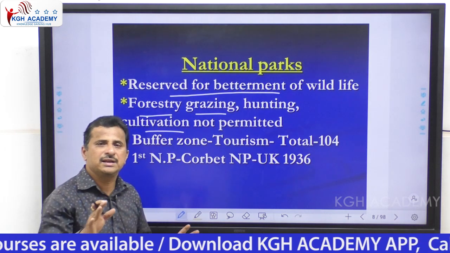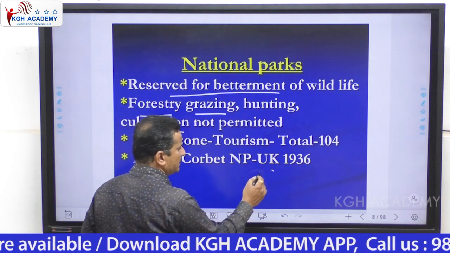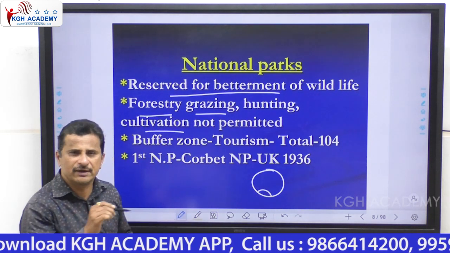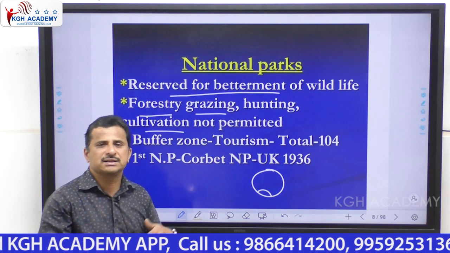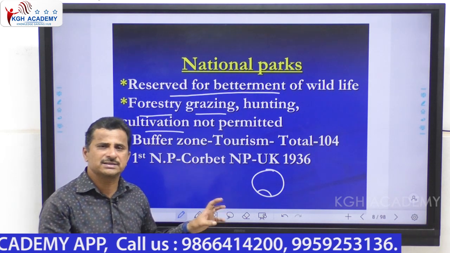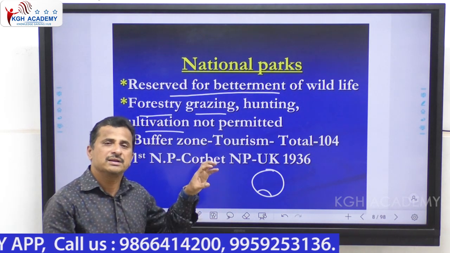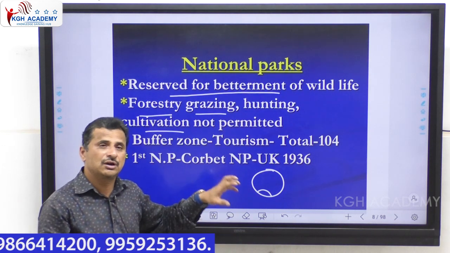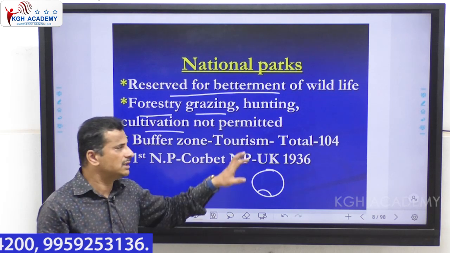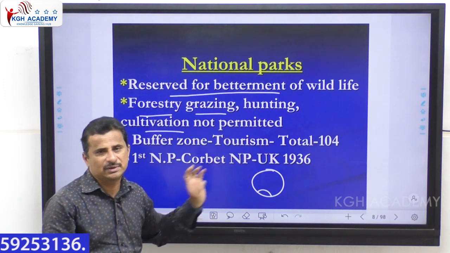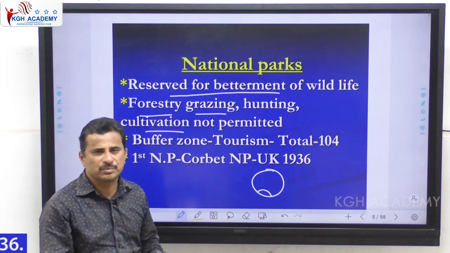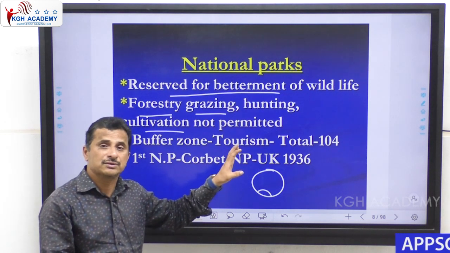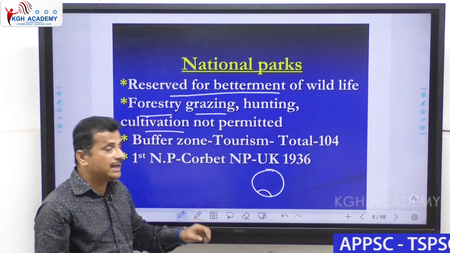So there is a small area called the buffer zone. For example, this is a national park. Outside the area, a small area of half a kilometer or some meters, say 200 or 300 meters, is called the buffer zone. In this buffer zone, tourism and ecotourism are possible without causing damage to the area or animals. Sometimes safari is also possible, which does not cause damage to the organisms.